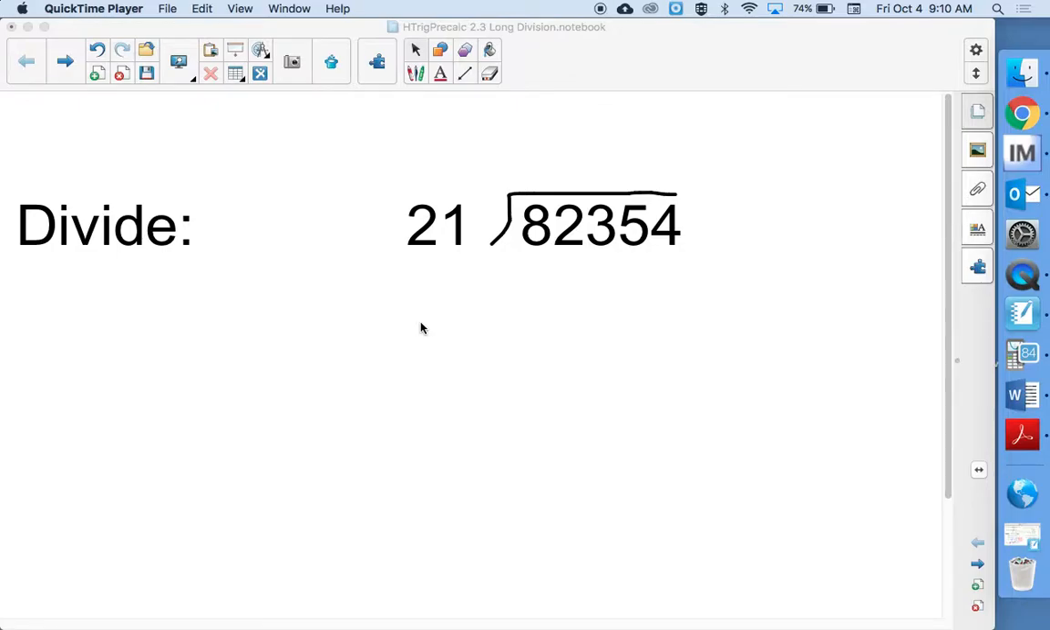So the big number inside, that's called our dividend. What you're dividing by, the 21, is the divisor.